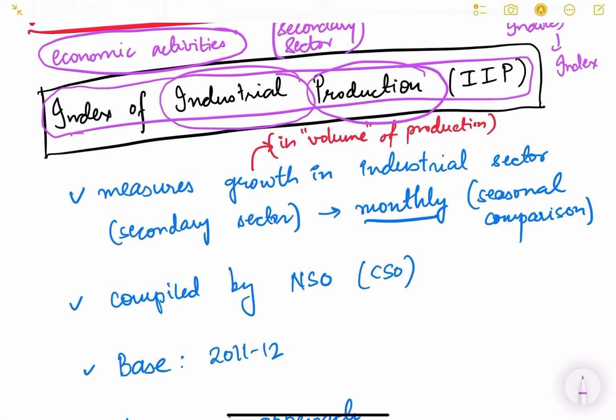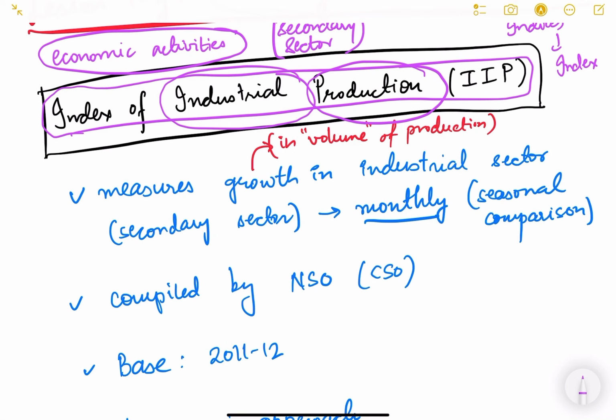So this is a simple thing. Again, it is compiled by CSO or NSO, the National Statistics Office. The base for IIP is 2011-12. It is calculated by the Laspeyres approach, which I have explained to you in the previous video, meaning that the basket of commodities is of the base year. So the basket was defined in the base year, 2011-12, and we just look at the production of the things in the base year basket only, and we track it over a period of time.